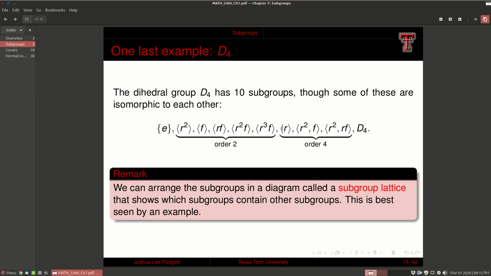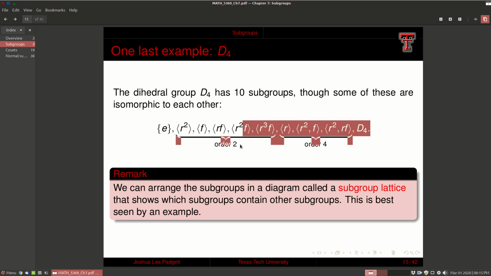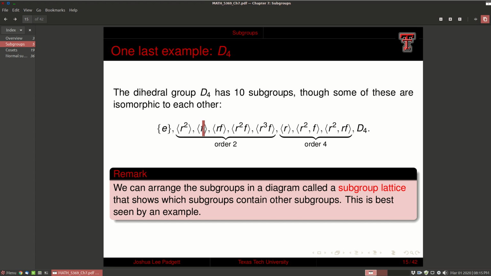Well, in D4, I have the rotations, and of course, I can perform 4 rotations before I get back to the beginning. Similarly, I can do double rotations twice before I get back to the beginning. I can perform flips twice. Anything with flips, or anything with these kinds of single generators that have flips, is always of order 2 because the flip reverses things.